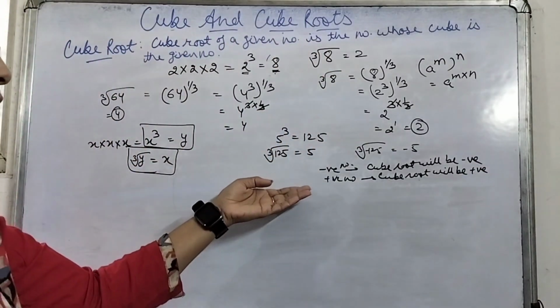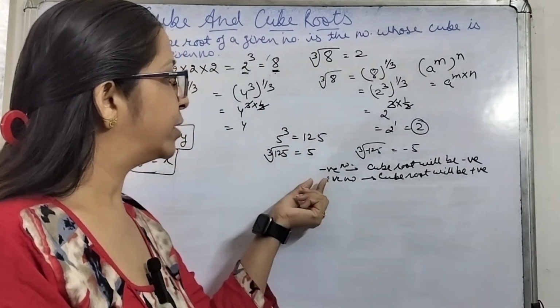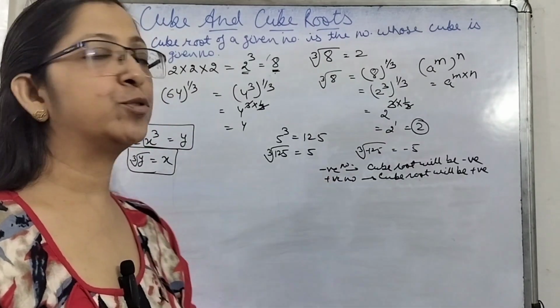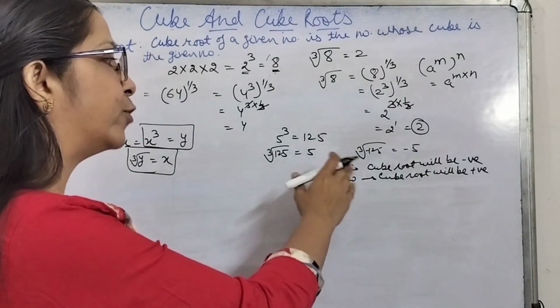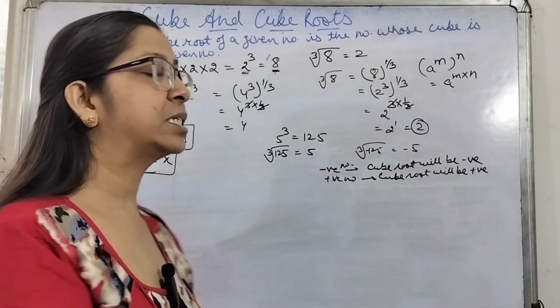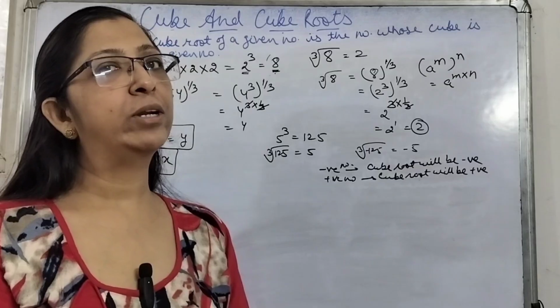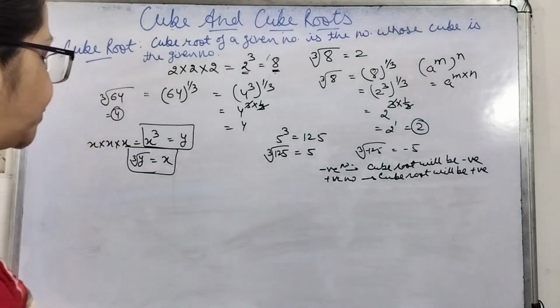This is what we have seen in terms of your cube also. If the numbers were negative, the cube was also negative. If the numbers were positive, the cubes were even positive. Similarly, for the cube root, if your number is negative, the cube root will be negative, and if the number is positive, the cube root will even be positive only.